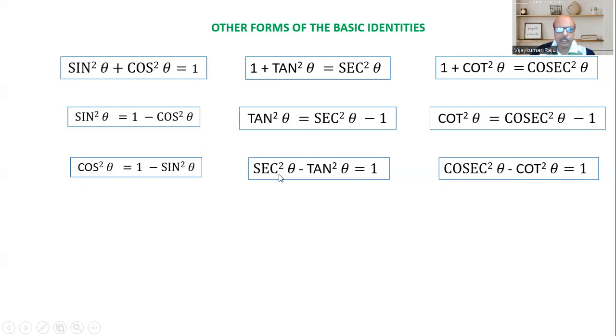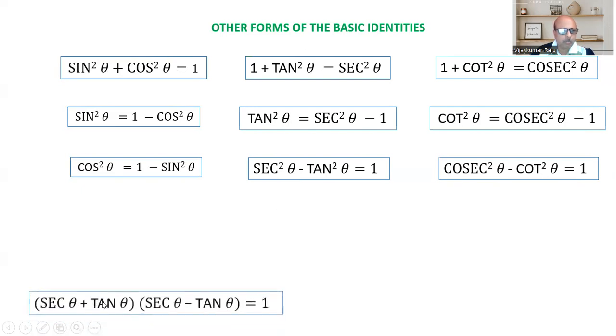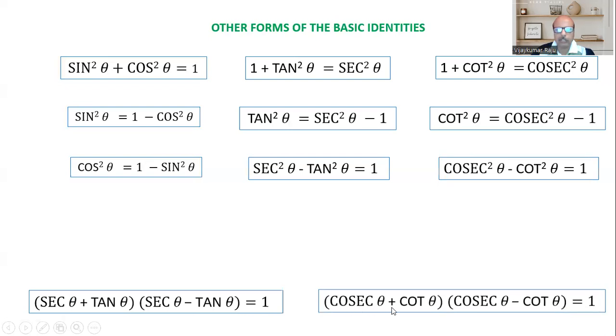Now if you see this identity, sec square theta minus tan square theta is 1, you can write it as a square minus b square. And as per our basic identity, we know that a square minus b square is (a plus b)(a minus b). So this could also be written as (sec theta plus tan theta) in one bracket, (sec theta minus tan theta) in another bracket, is 1. So this identity could also be written in this form. Or this one can also be written in a similar way: (cosec theta plus cot theta) into (cosec theta minus cot theta) is 1.